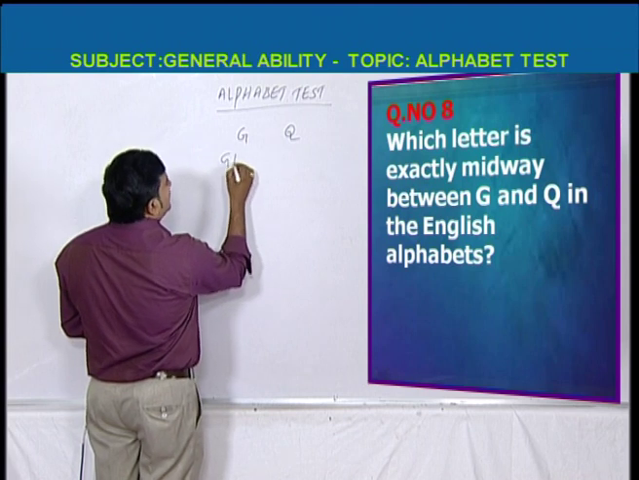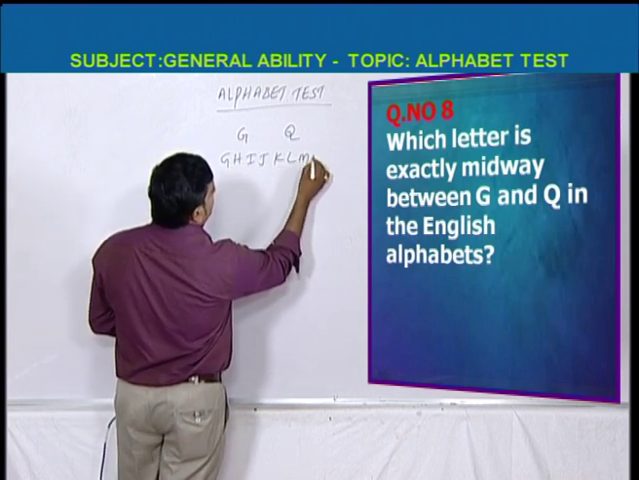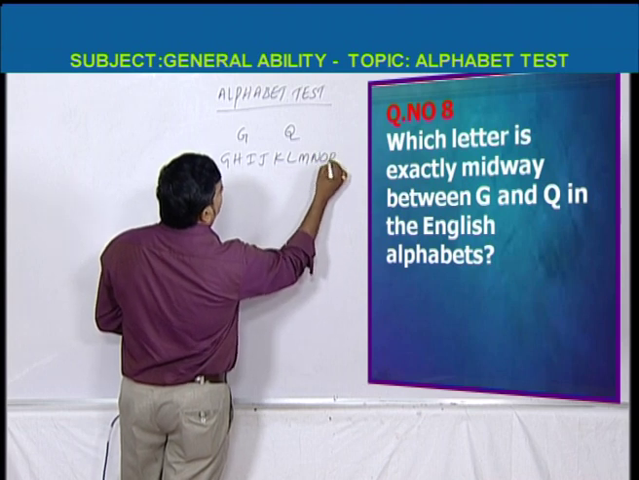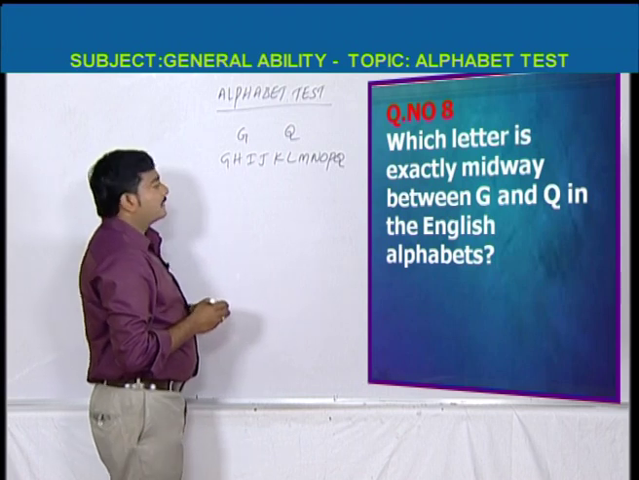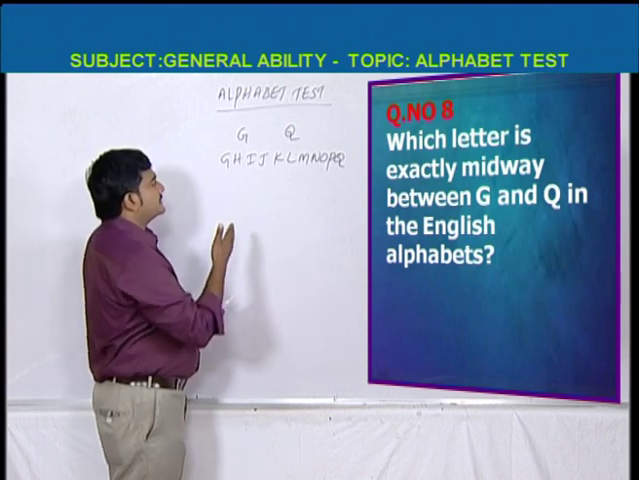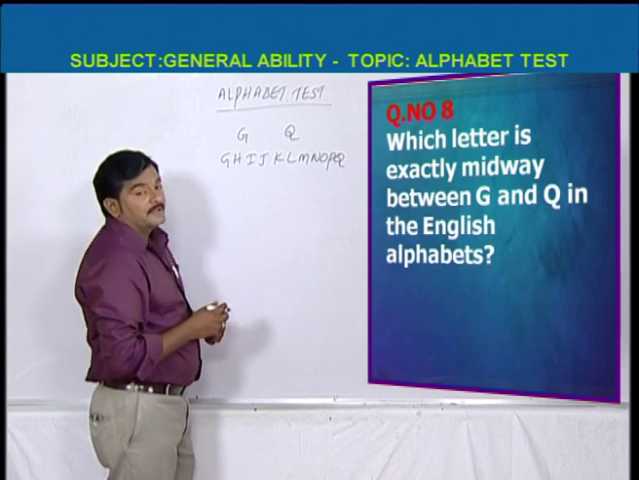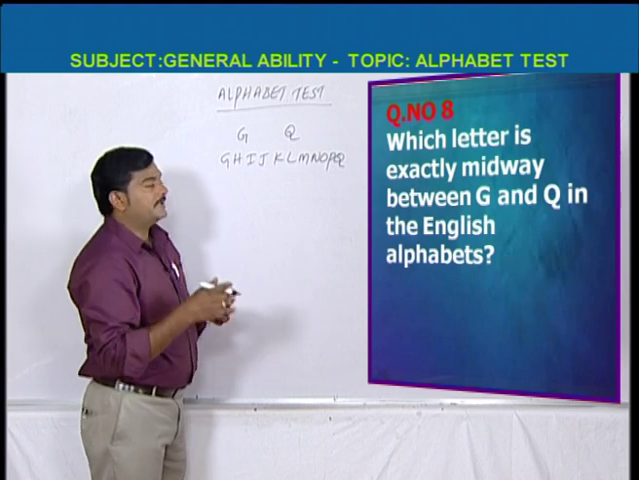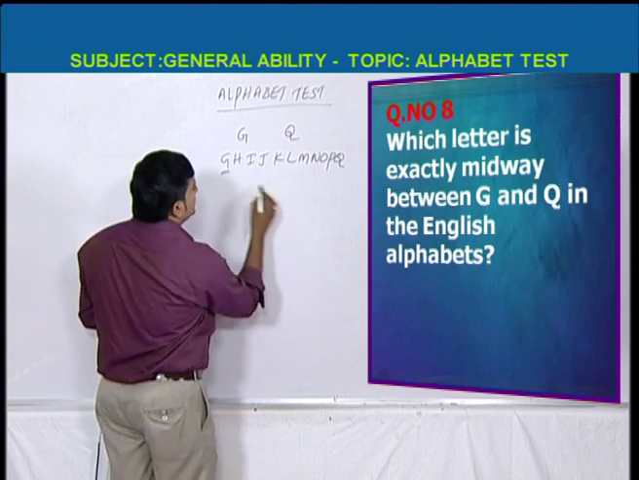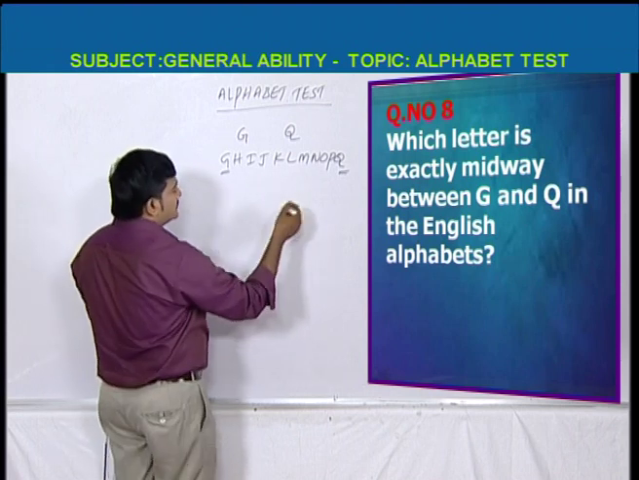If I don't know any trick, G, H, I, J, K, L, M, N, O, P, and Q you can take, right? So from G to Q: G, H, I, J, K, L, M, N, O, P, Q. But what he asked you to find is which letter is midway, which means exactly in the middle between G and Q. So just count all the letters.